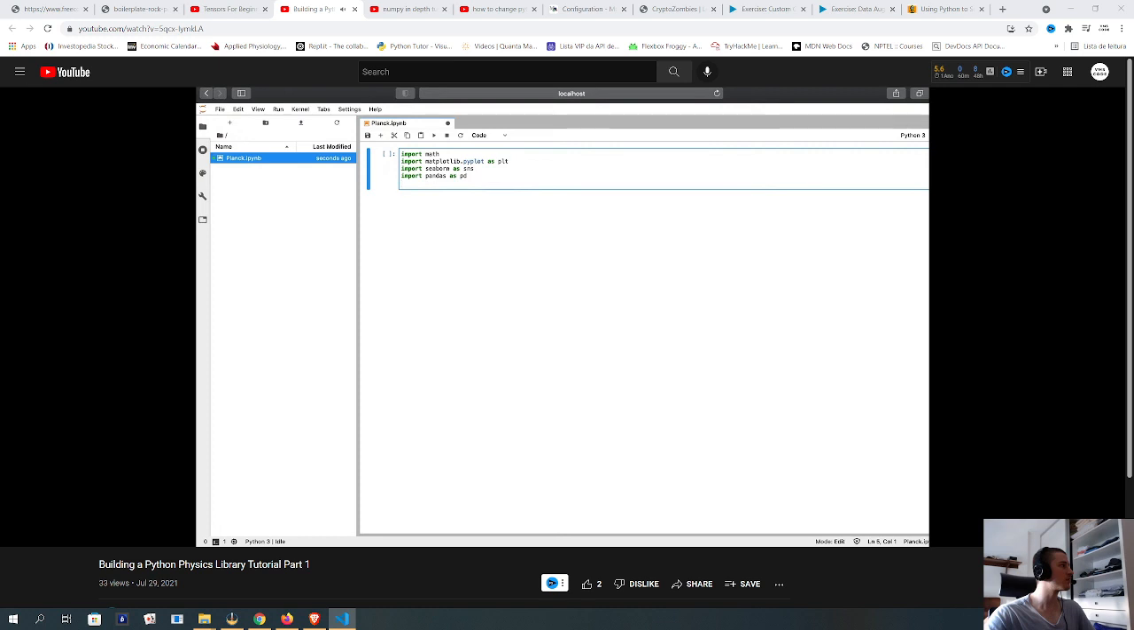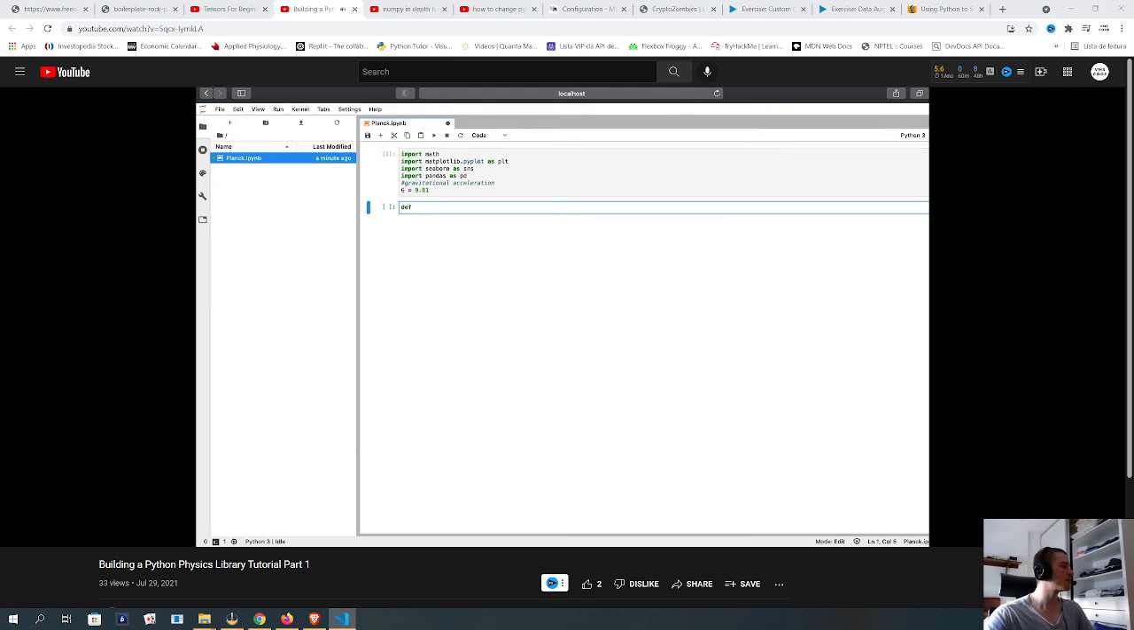And also let's define the constant G, which is the gravitational acceleration, and it's equal to 9.81 approximately. Let's run this one, and let's see if there are any errors. So there are no errors, we can move on.